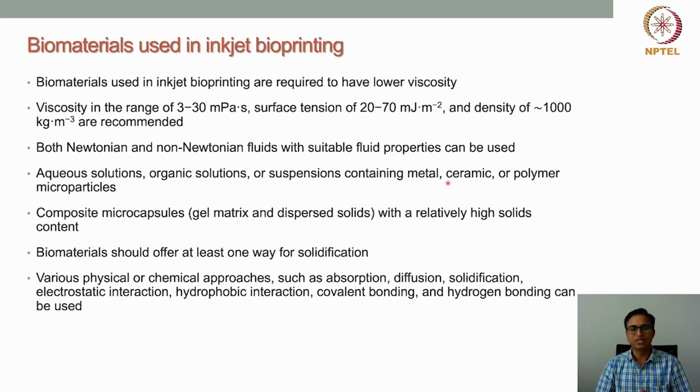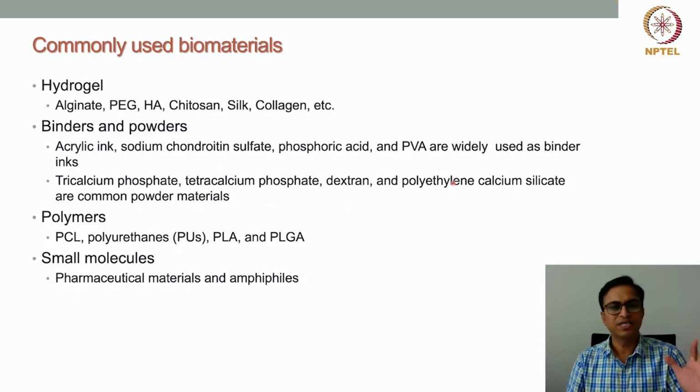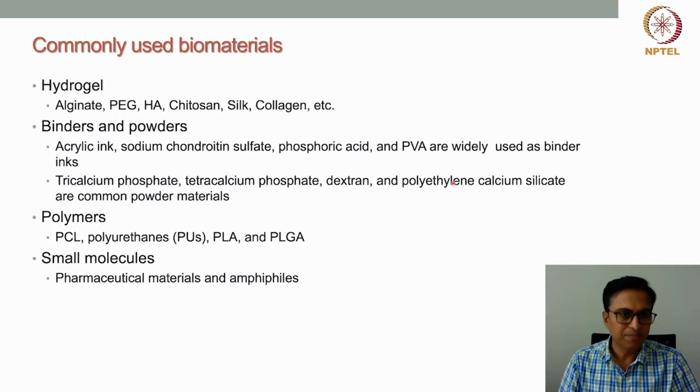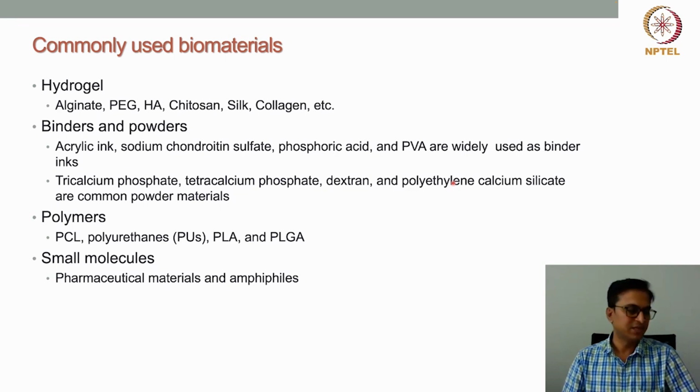So all these different types of approaches can be used for transformation of the liquid drop to solid, so that we can use inkjet 3D printing for printing 3D structures, right? So these are the different properties of the biomaterials that should be there to be used for inkjet 3D printing. Now specifically we'll see what are the different types of biomaterials that have been used for inkjet 3D bioprinting.